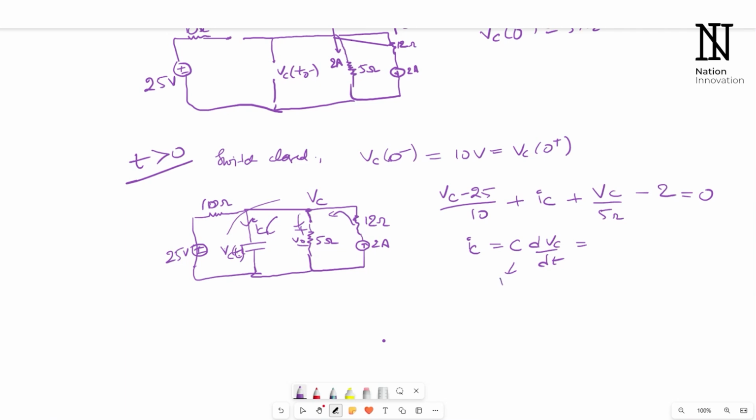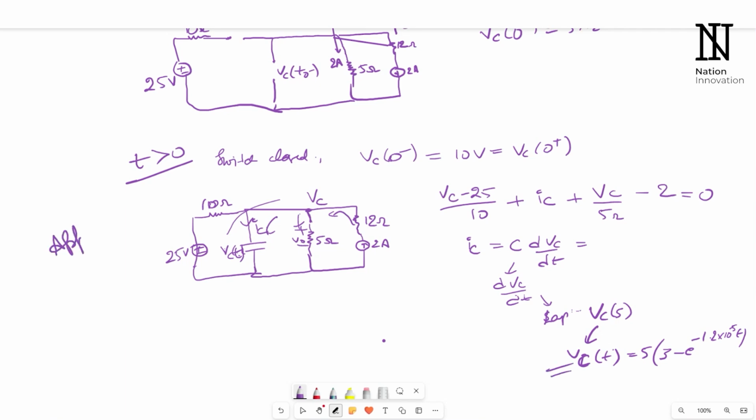From this, we can get dVc by dt, then convert it into Laplace transform to get Vc(s). Then again convert it into the time domain, and we will get Vc in the time domain. From there, we will get something like Vc(t) equals 5 into (3 minus e to the power of minus 1.2 into 10 to the power 5 t), something like this. So this is what you have to solve.